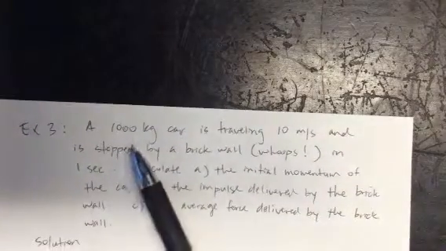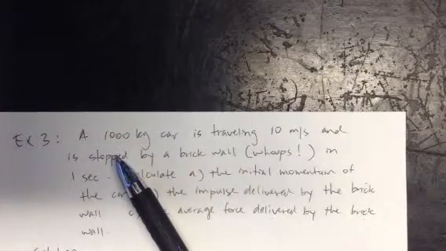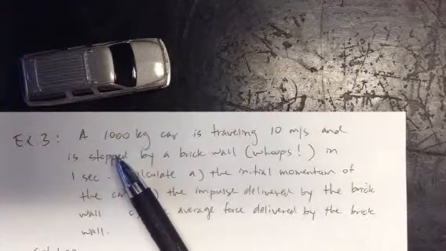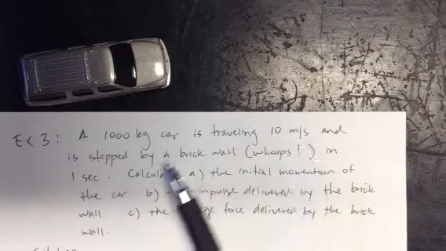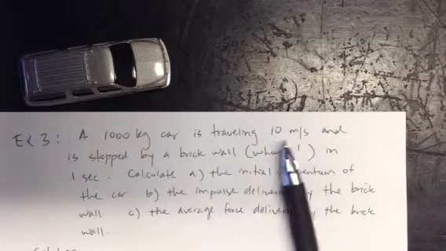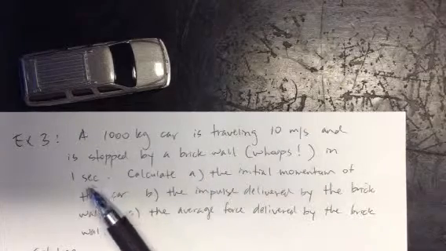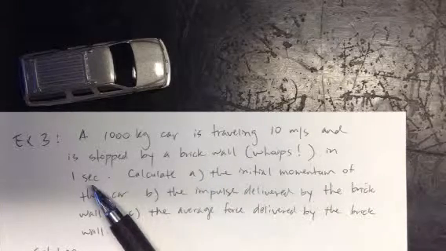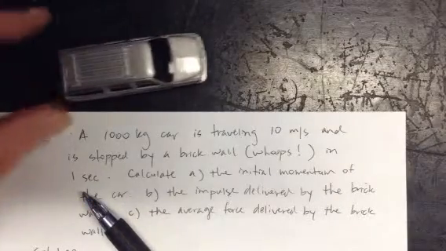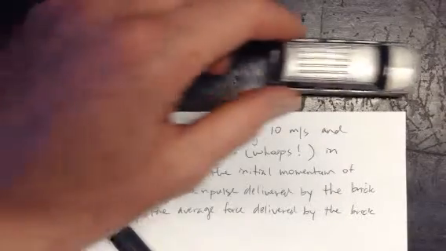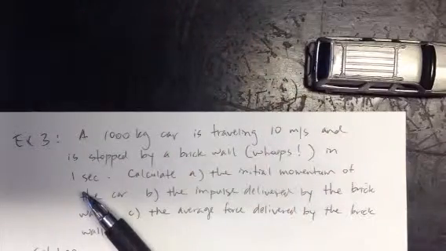In example 3, a 1,000-kilogram car, so you can imagine the car having a mass of 1,000 kilograms, is traveling 10 meters per second and is stopped by a brick wall in 1 second. So actually, my apologies. I thought it was a shopping cart. It's a brick wall. So you can imagine this car, boom, hitting a brick wall and coming to a stop.